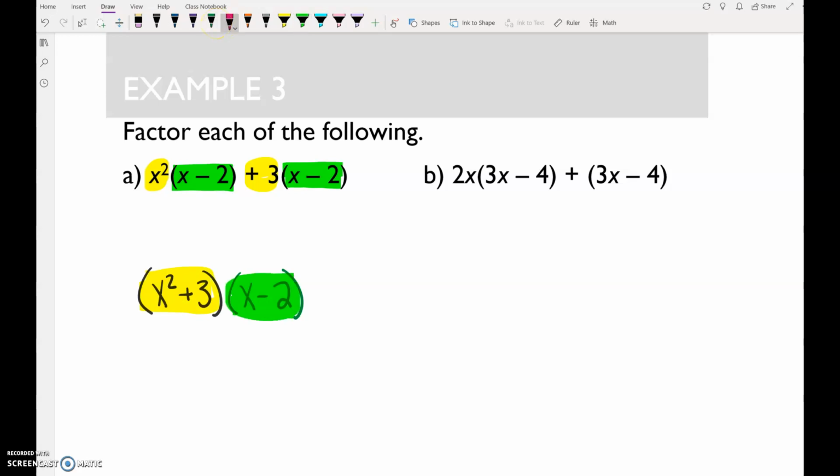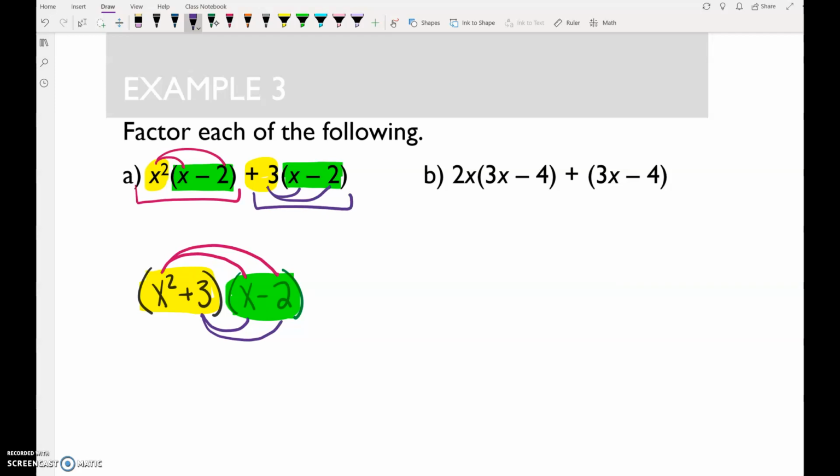If I gave you this thing and asked you to multiply it out, what would you do? You would take x squared and distribute it. That's what's written right there in this portion of that statement. Then you would take 3 and distribute it. That is what's written in this portion.